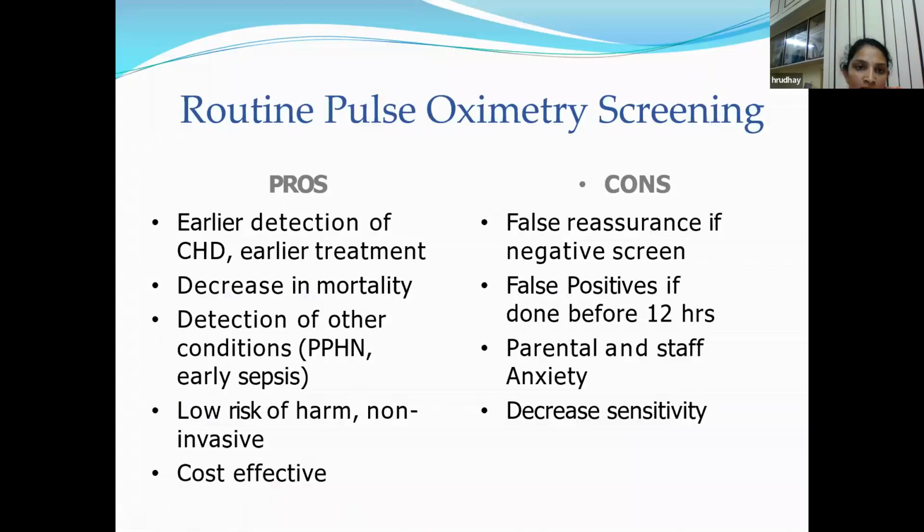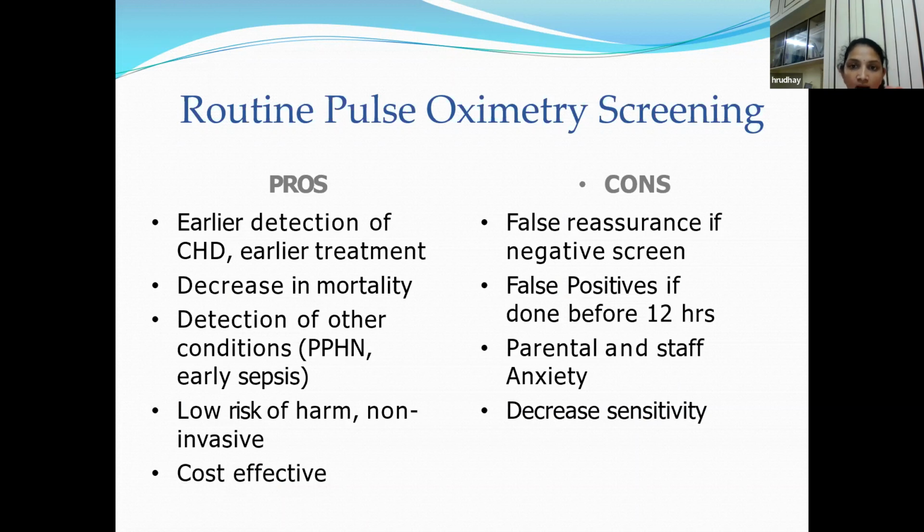So, routine pulse oximetry screening: what are the pros and cons? Yes, we all know that early detection of congenital heart disease and early treatment will obviously decrease the mortality. It will also help detect other conditions like PPHN and early sepsis. It is low risk of harm, a non-invasive method, cost effective, and easily done at the bedside. All this is in the pros.